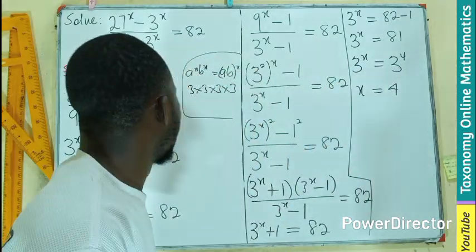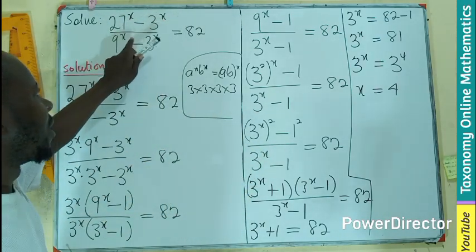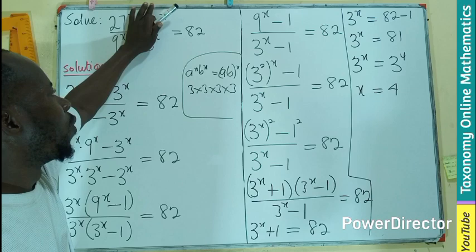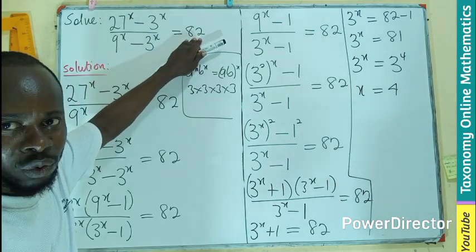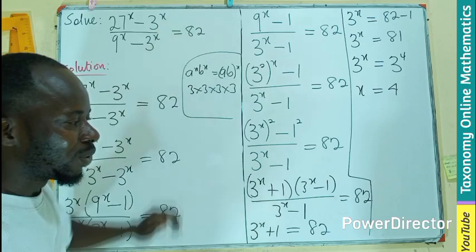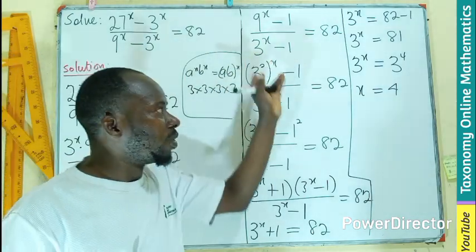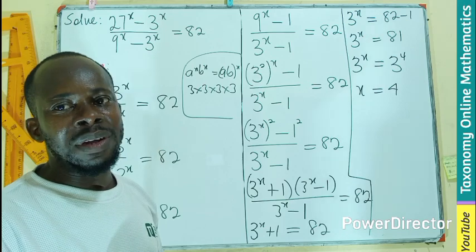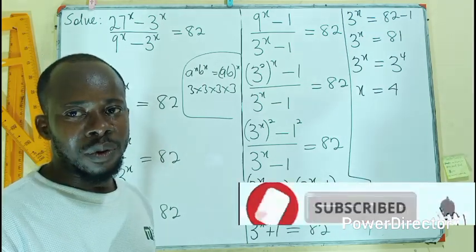4. So it means that when x is assuming 4 here, 4 here, 4 here, 4 here, and you perform the arithmetic, your answer will give you what? 82. You can try that and share your thoughts in the comment section. I guess the concept is clear. You can also cross multiply and generate your quadratic equation. Solve, and you come back to the same answer of 4.